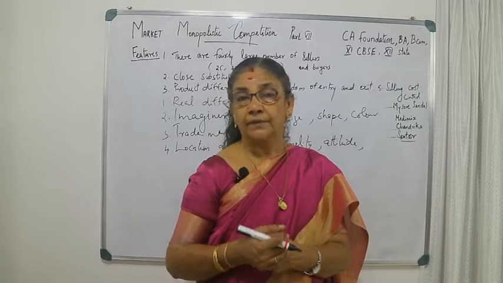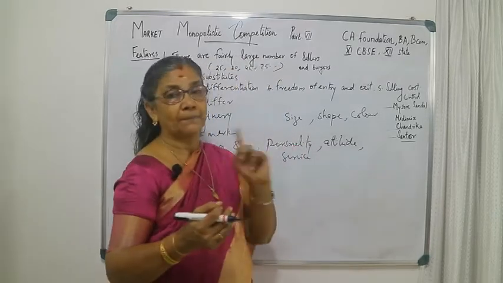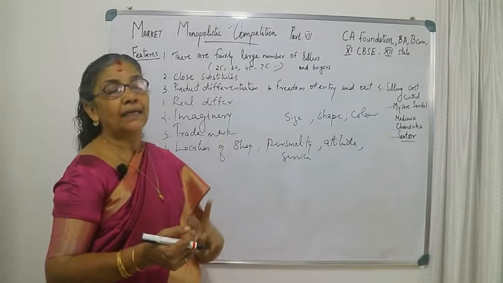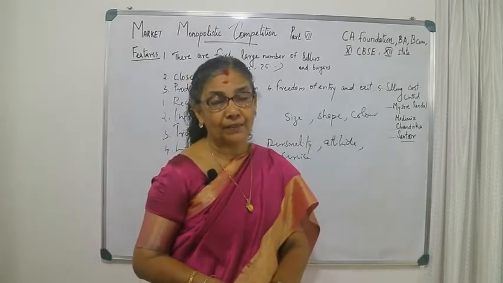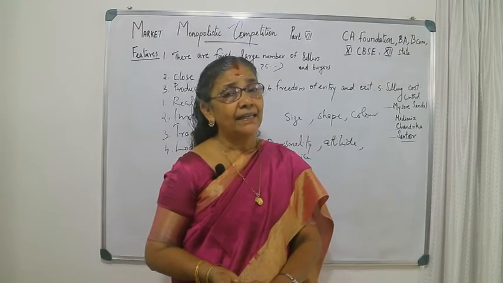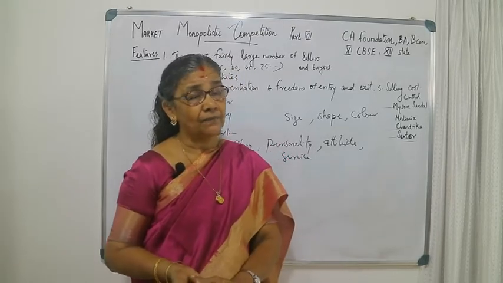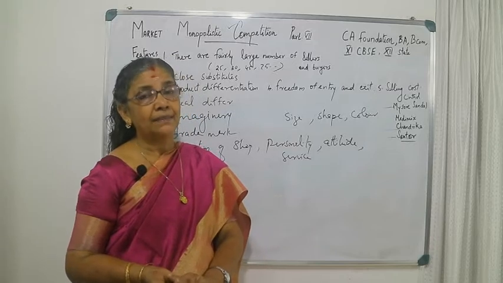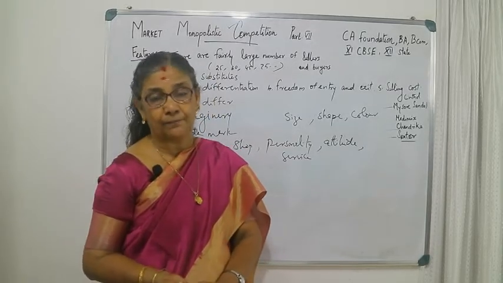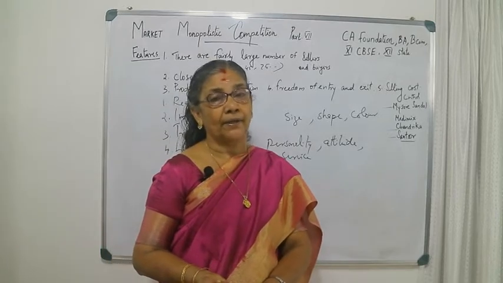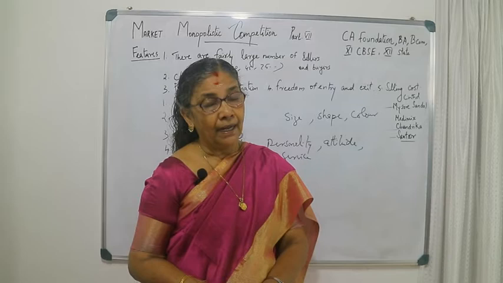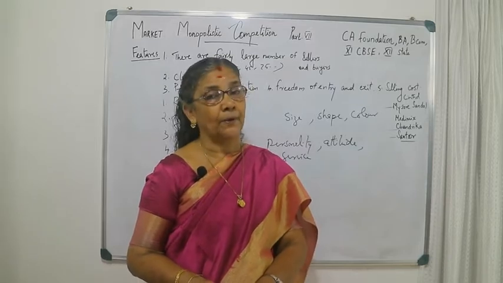You feel that buying the commodities from this shop is better than the other shop, and so these are the points we can see regarding the features of monopolistic competition. Under monopolistic competition, we have seen there are a fairly large number of sellers or producers. That means there are many producers. The second point is that there are close substitutes. Under monopolistic competition, the products are close substitutes. You can substitute one good for the other product.